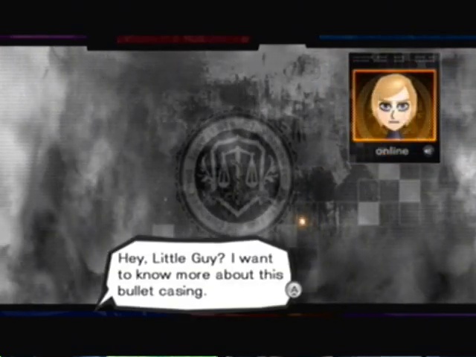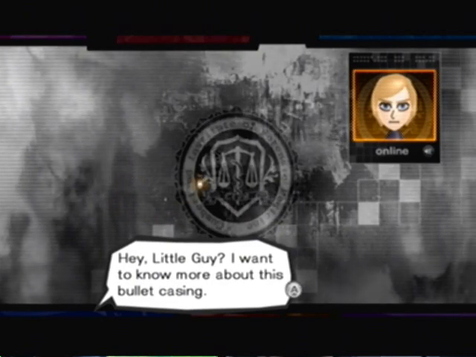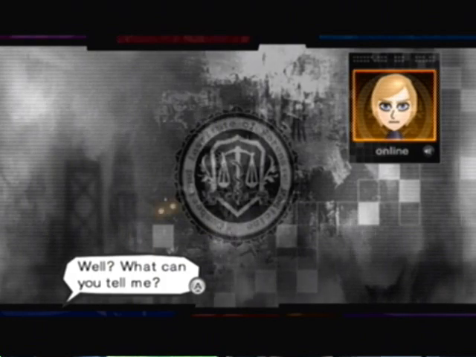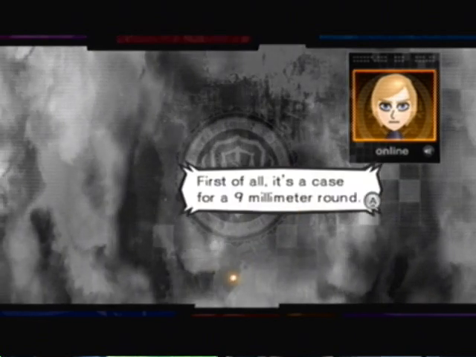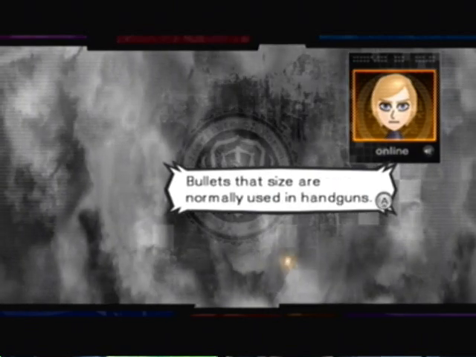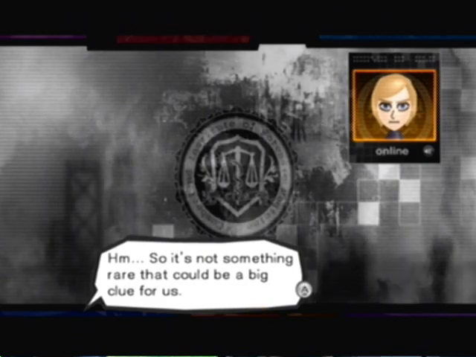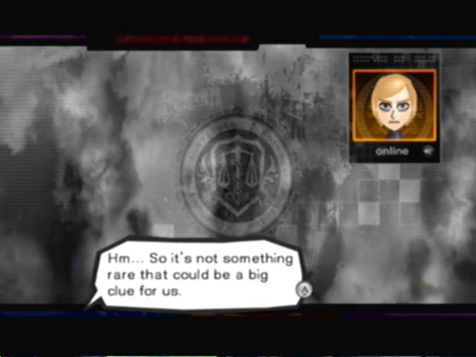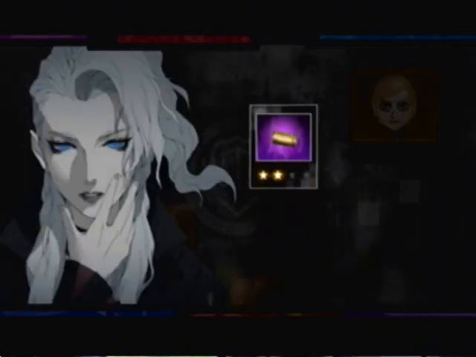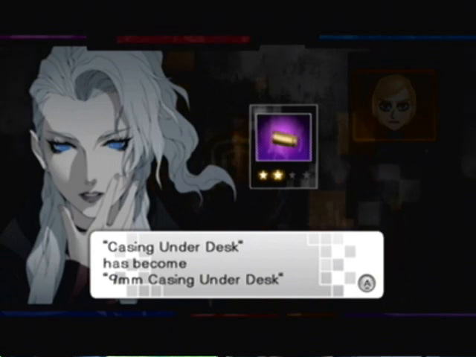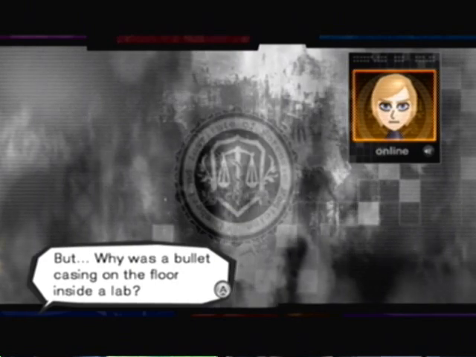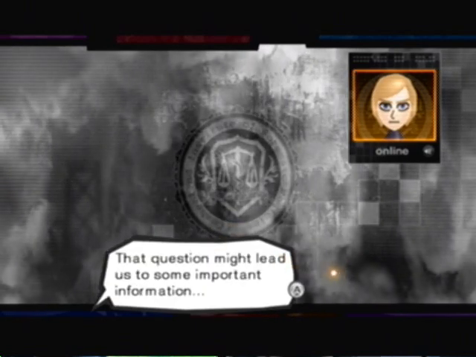Hey, little guy, I want to know more about this bullet casing. Okay, let's see here. Well, what can you tell me? First of all, it's a case for a 9mm round. Bullets that size are normally used in handguns. Huh. So it's not something rare that could be a big clue for us. Unfortunately, that's correct. But why was a bullet casing on the floor inside a lab? That question might lead us to some important information.